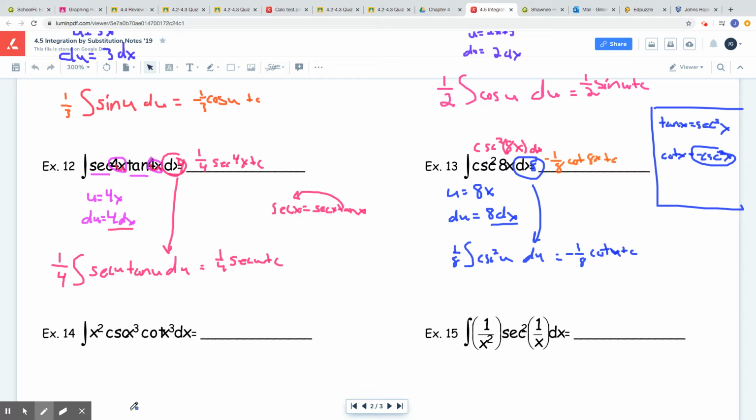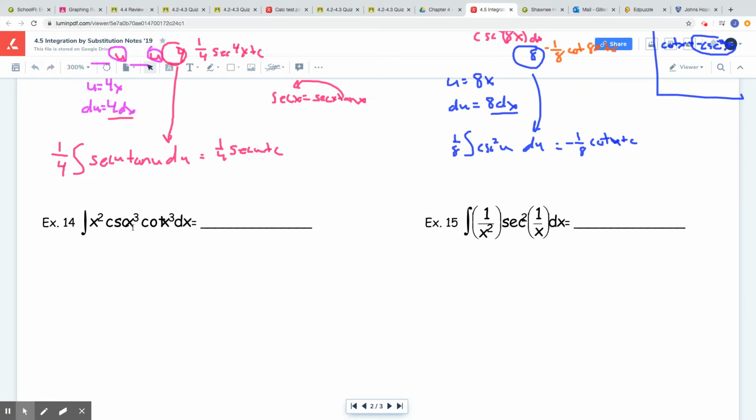All right, last problem right here is 14. Do me a favor, go ahead and try 14. Remember, this is 2 trig functions, but they're the same power. So what am I going to make my u? Pick your u, du, see if you can go from there. Go ahead and try that. So x cubed, that's what comes immediately after the trig functions. So that is my u.